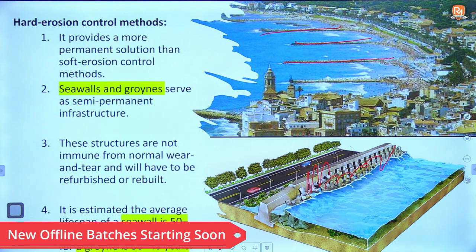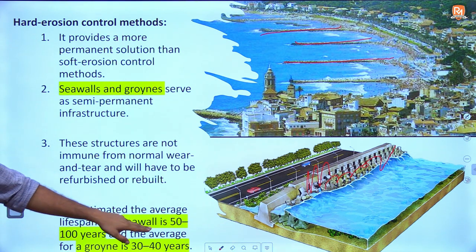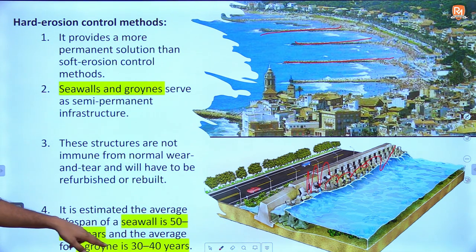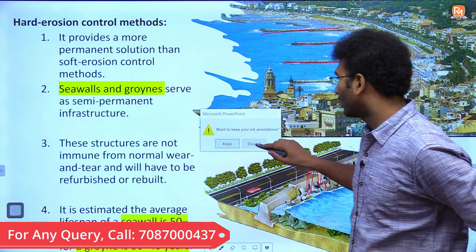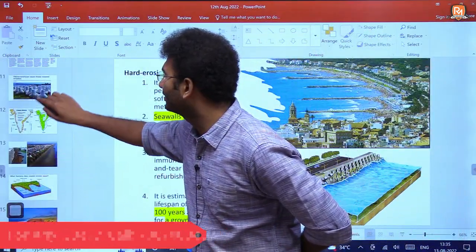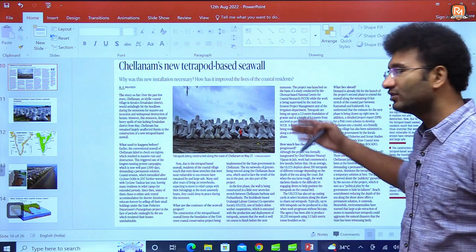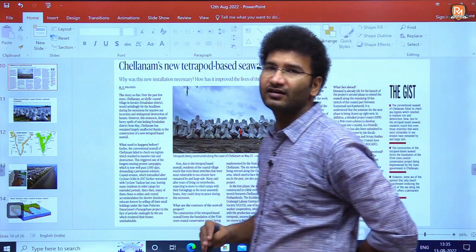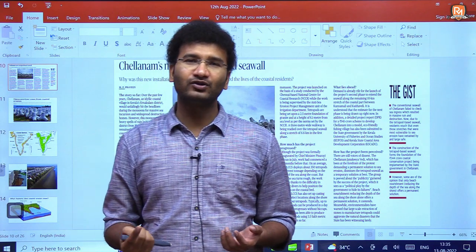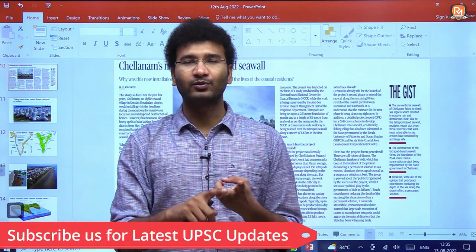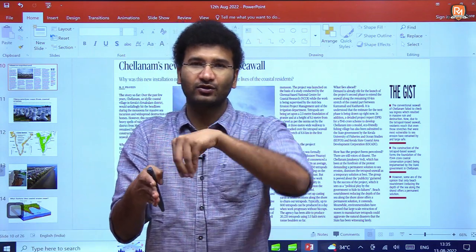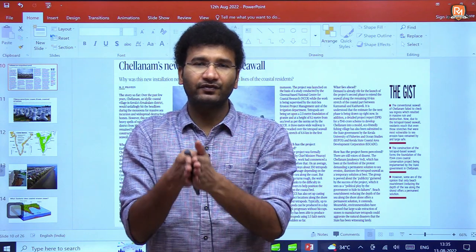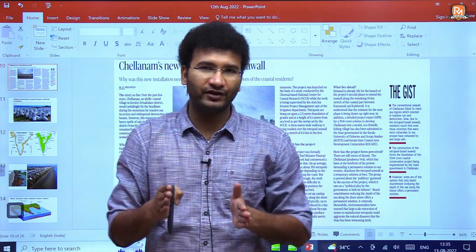Now, let's look into the average time span, how many years this can stop the erosion. It is said that a seawall lasts 50 to 100 years and groins 30 to 40 years. See, in the project that has been undertaken in Chellam, a seawall had been constructed earlier. Earlier we used to either construct a seawall or put some tetrapods. But now, along with the seawall, there are some tetrapods placed next to the coastal area, so that erosion can be stopped effectively for at least 50 to 60 years.